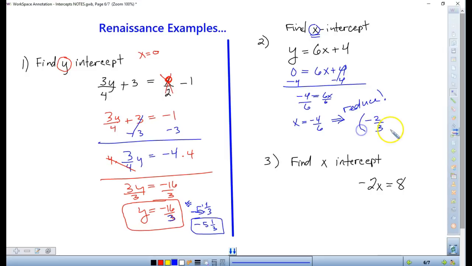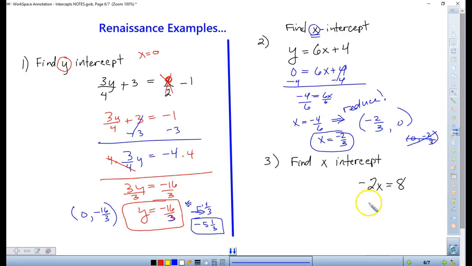So it would be negative 2/3 comma 0. This one would be 0 comma negative 16/3 if they asked for it as a coordinate. Okay, so x equals negative 2/3, or if they wanted it as a coordinate, it would look like this because it's the x. So be careful on Renaissance. They might give this one and then they might give this one. So you've got to pay attention to which one you have found.